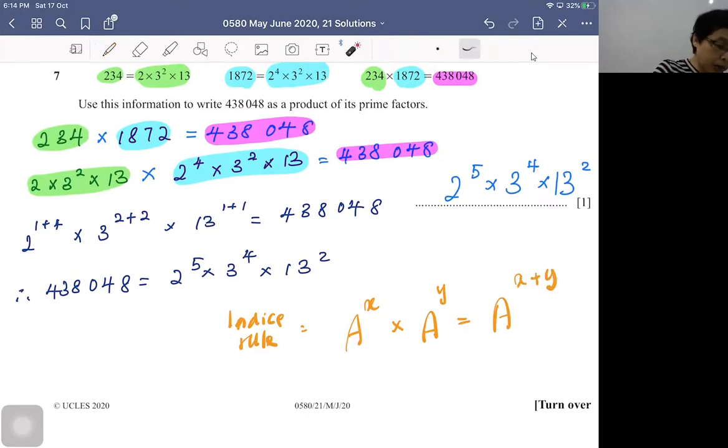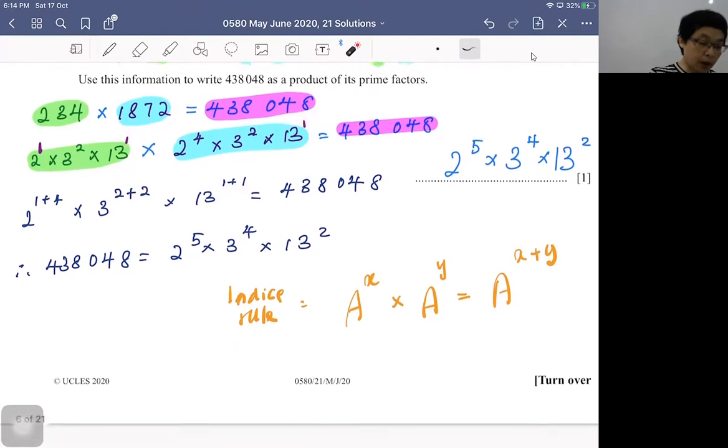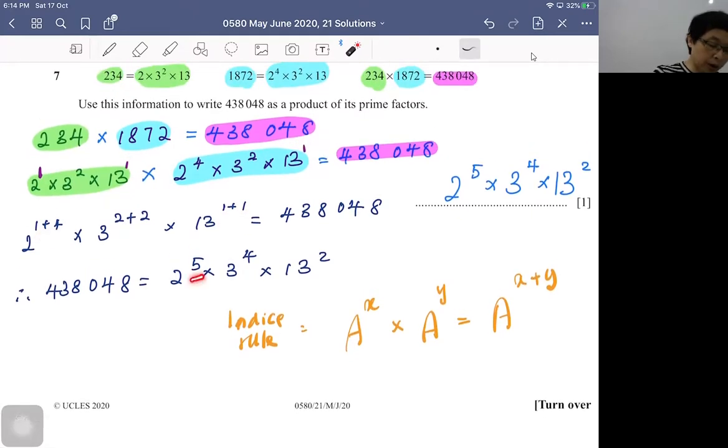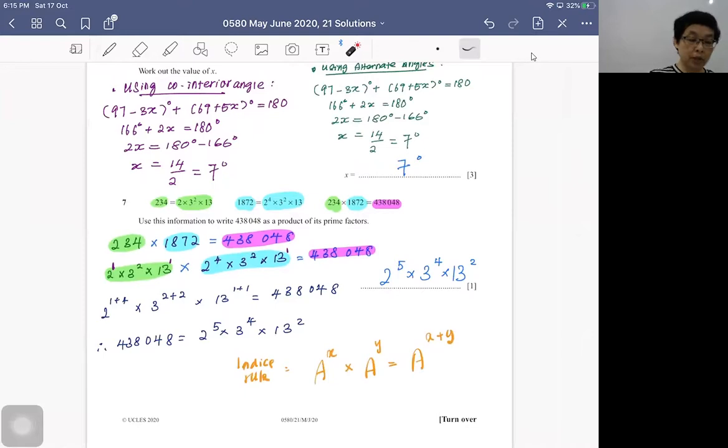So if you look here, you gather all the same bases. The ones not written actually have power of 1. Now you gather the base 2, you get power of 1 plus 4. Then base 3, you get 2 plus 2. Then base 13, you get 1 plus 1. By summing them up, 2 to the power of 5, 3 to the power of 4, and 13 to the power of 2. That's it. You got your answer and list it in the answer column.